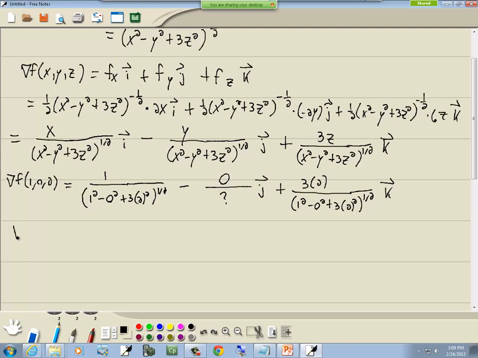Okay, so we're going to have del f at 1, 0, 2 equal 1 over, that 0 squared drops away, 2 squared is 4 times 3 is 12, plus 1 is 13. So 13 to the 1/2 is the square root of 13, i, plus 3 times 2 is 6, and this has to be the square root of 13 too, because it's the same, k. And our j disappeared because of that 0.